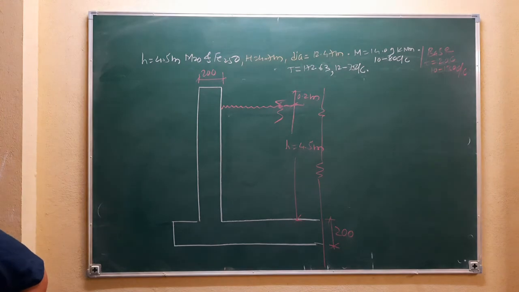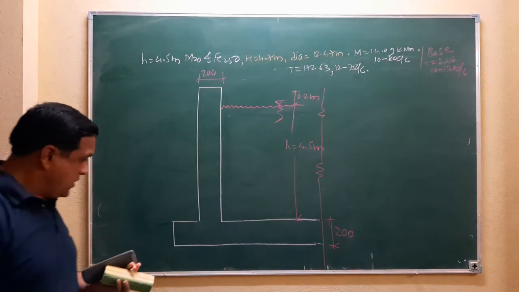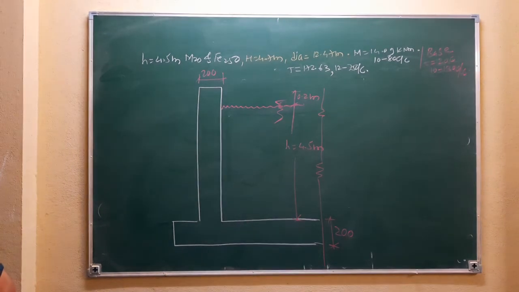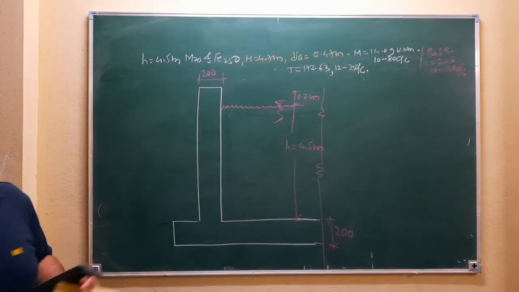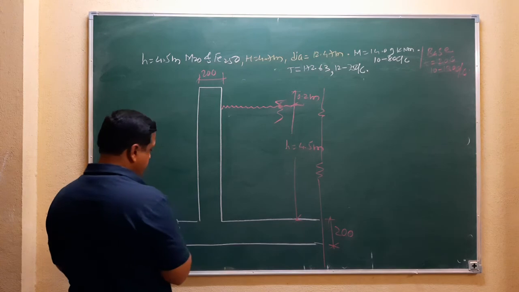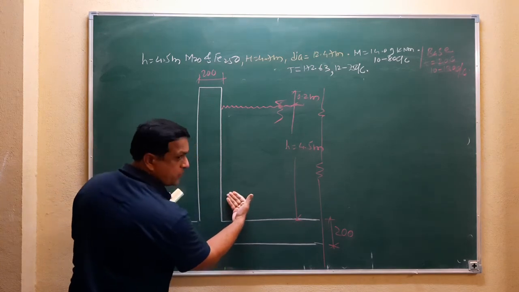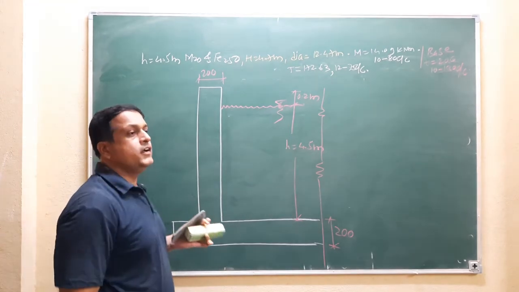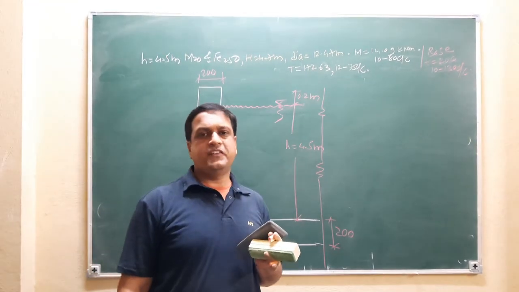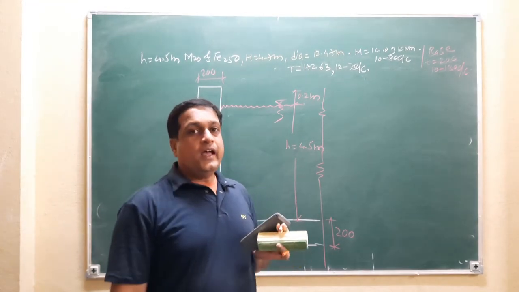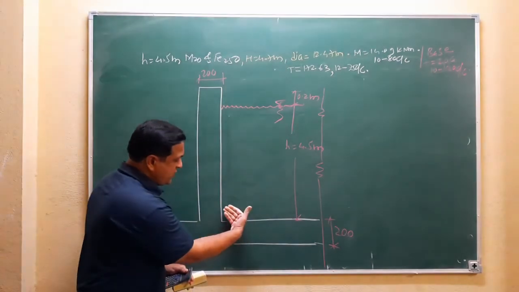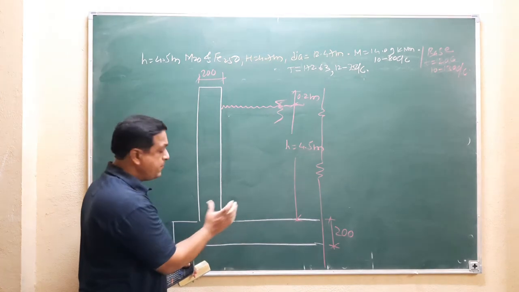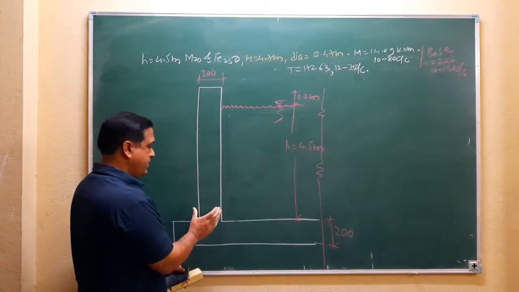Now how to show the reinforcement details in the wall? So this is the inner face of the wall, this is the outer face of the wall. In bending moment the coefficients are negative. That means at inner face the tension is developed. The bending behavior of the wall is like this.